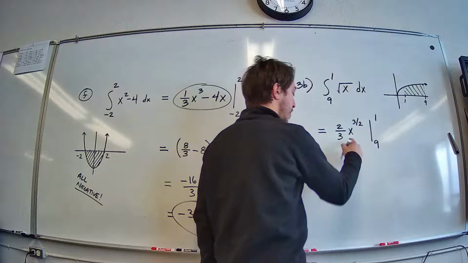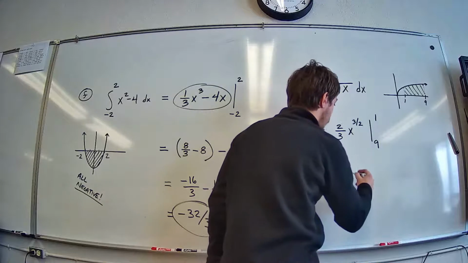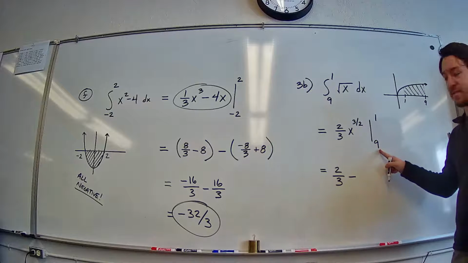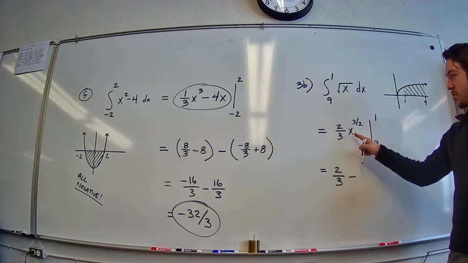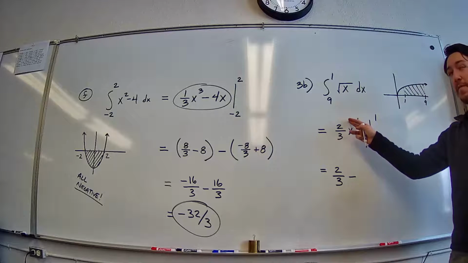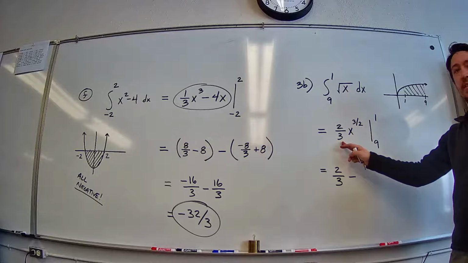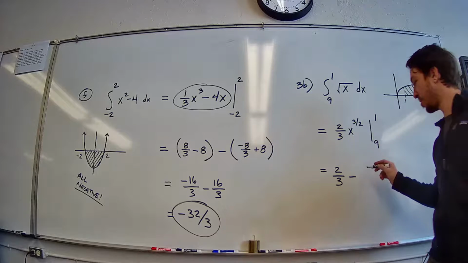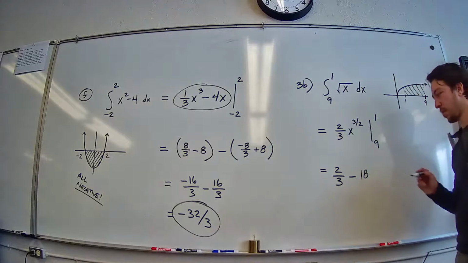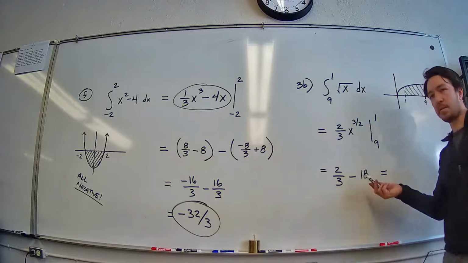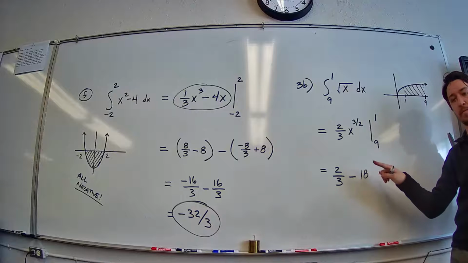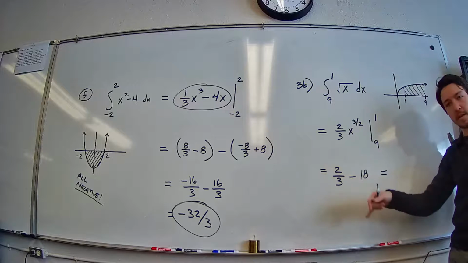When you plug in 1, you get 2/3. And when you plug in 9, let's do it all in our head. Square root of 9 is 3, cube that, 27. A third of 27 is 9. 9 times 2 is 18. Cool beans? So let's think about this. If the bounds had been 1 to 9, those would have been flip-flopped, right? It would have been 18 minus 2/3.